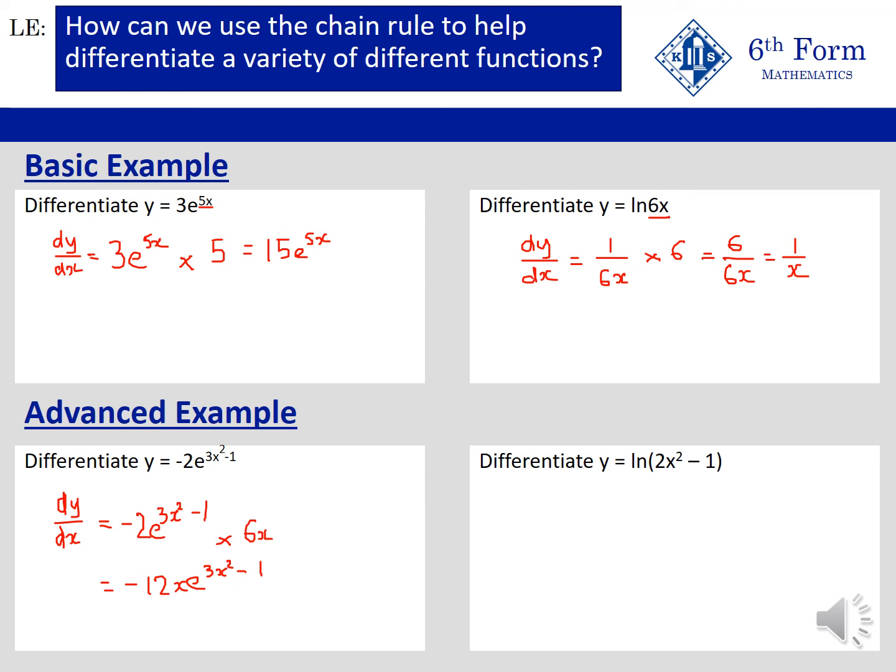If we deal with a slightly more complicated example down here, so dy by dx, natural log of x differentiates to 1 over x. So we're going to start off by doing 1 over this function of x, but because of the chain rule, we need to multiply by the derivative of this function. So if we differentiate 2x squared minus 1, we end up with 4x. So to tidy that up, we would end up with 4x over 2x squared minus 1.